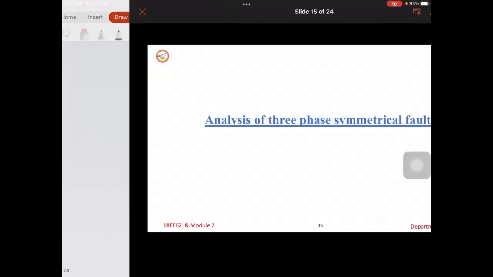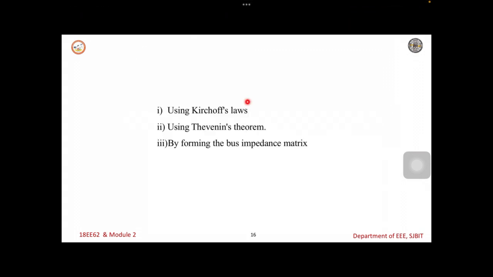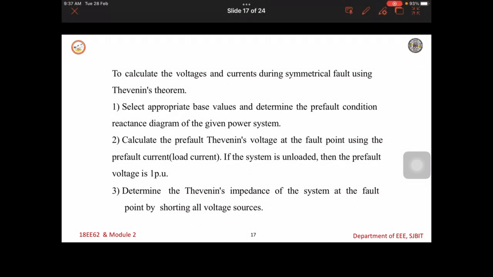Next, let us understand how to analyze three-phase symmetrical faults. You can analyze the three-phase symmetrical fault by using Kirchhoff's laws, Thevenin's theorem, or by forming the bus impedance matrix. Let us see how to solve the symmetrical fault problem by using Thevenin's theorem.